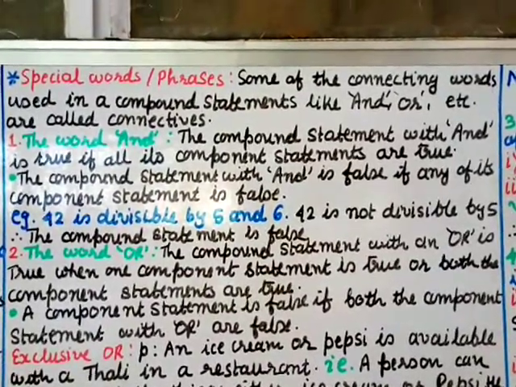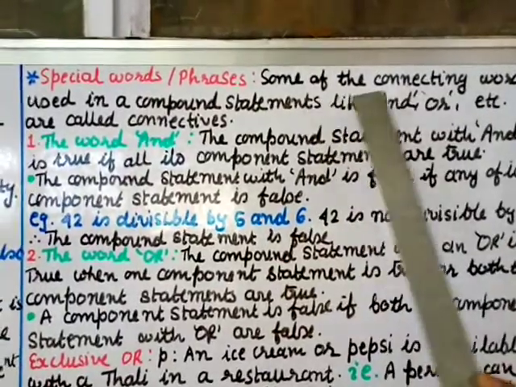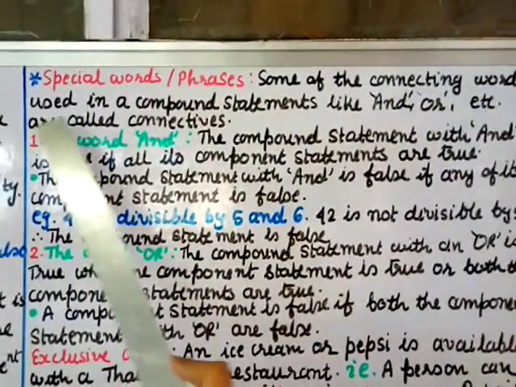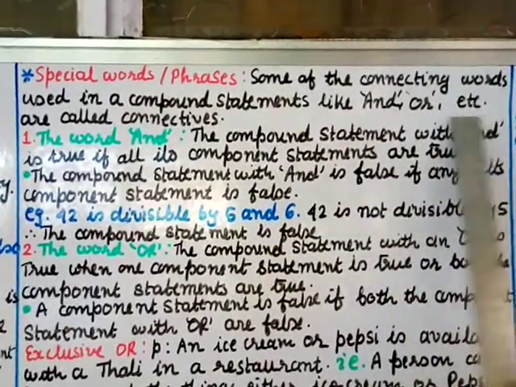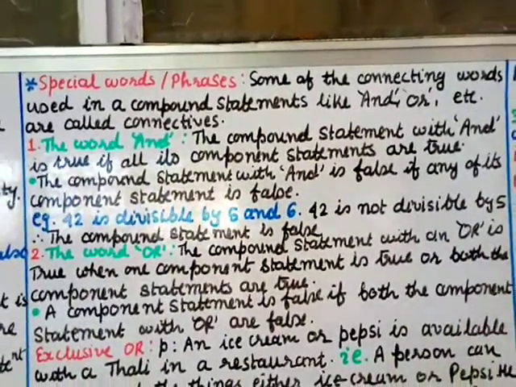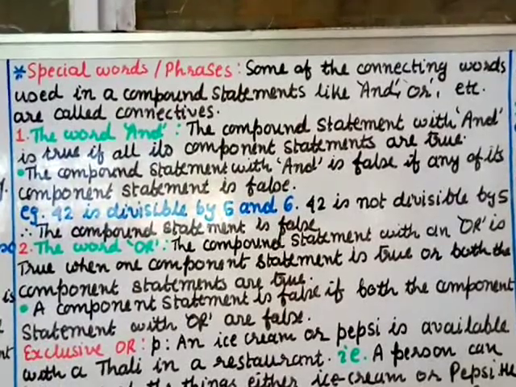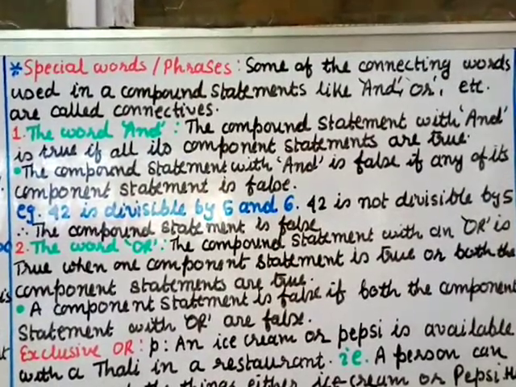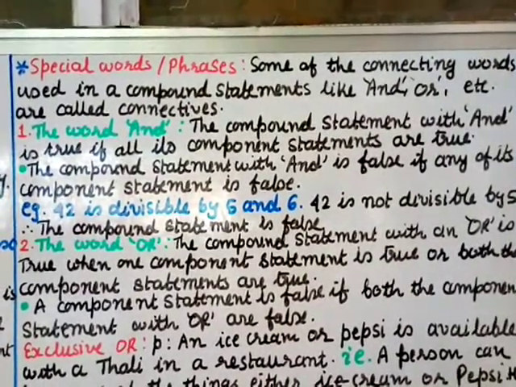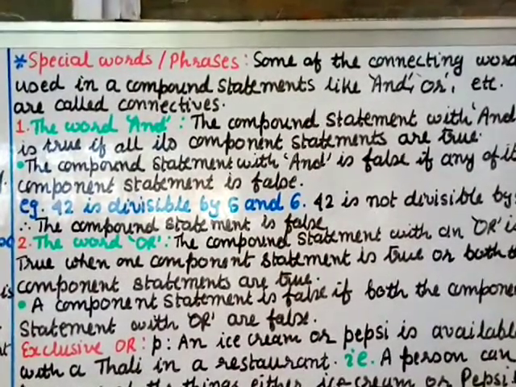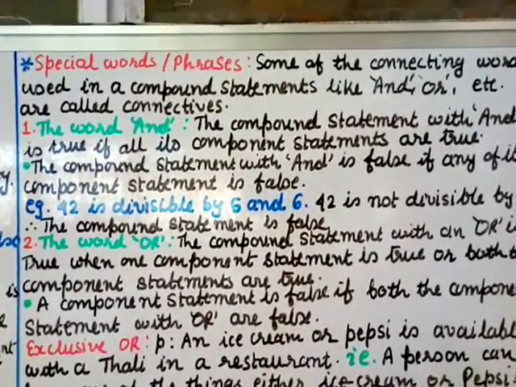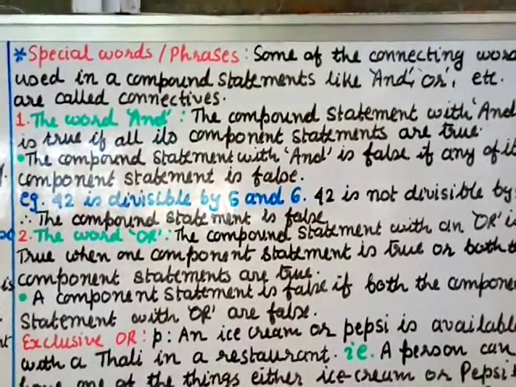Special words and phrases. Some of the connecting words used in compound statements, like and, or, etc., are called connectives. Now, when there is a compound statement, it has two or three statements together, and they are connected with some words, like and, or, and these are called your connectives. We can take the example which we did in the last exercise.